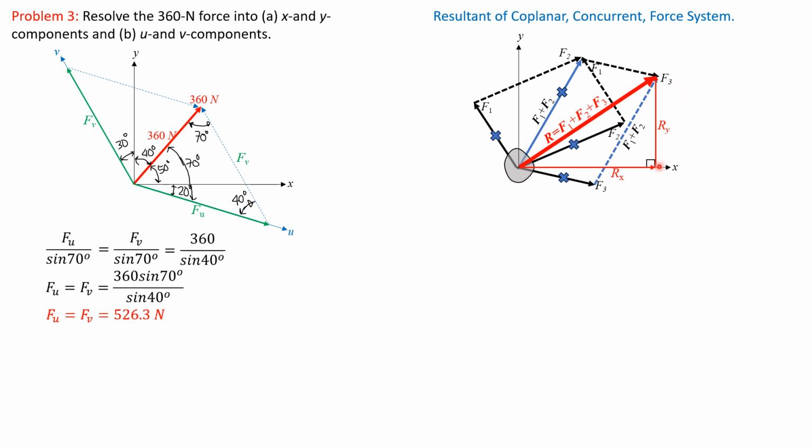So that's 90 degrees there, and this is a right triangle. Now, the resultant may not always lie in the first quadrant. It may lie in the second quadrant, third quadrant, or fourth quadrant. And remember the signs of the components of R.